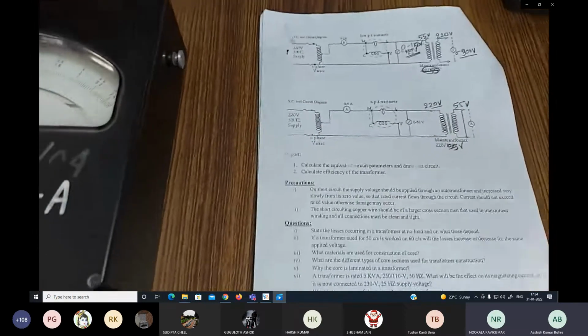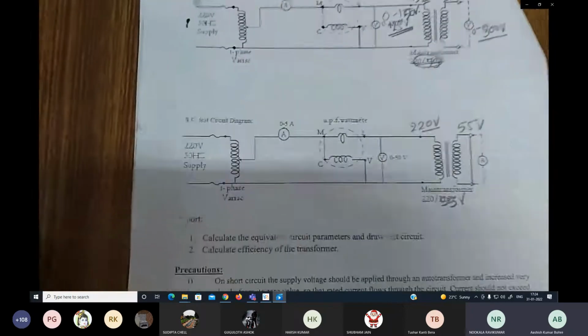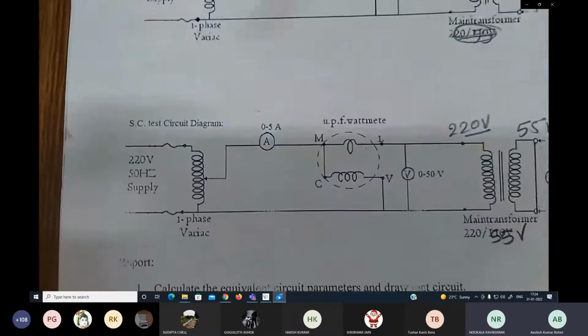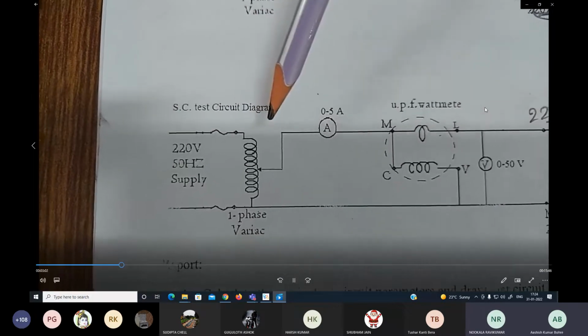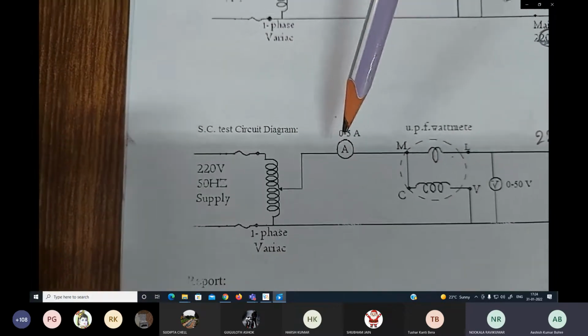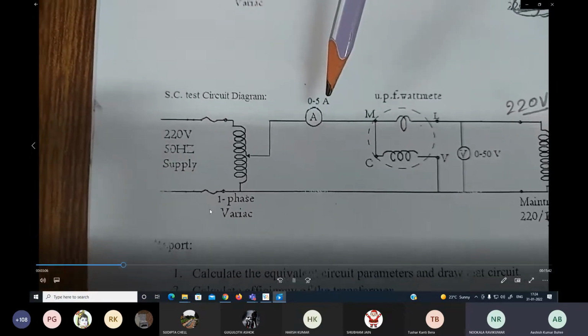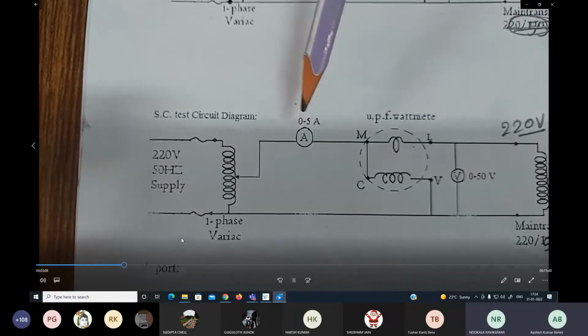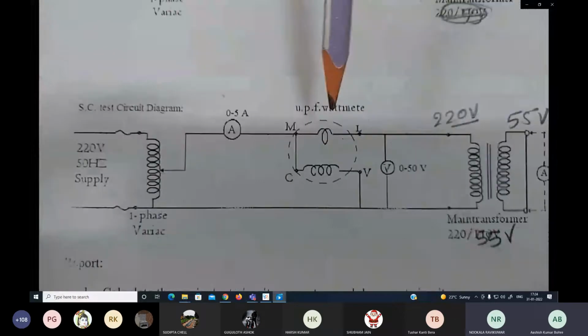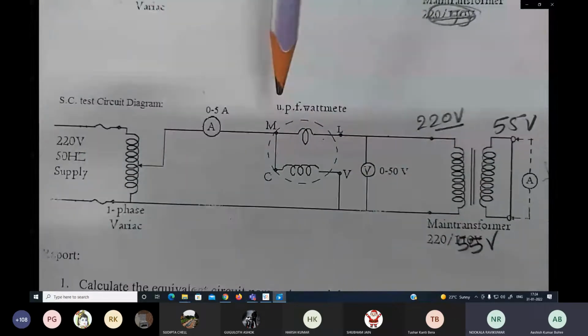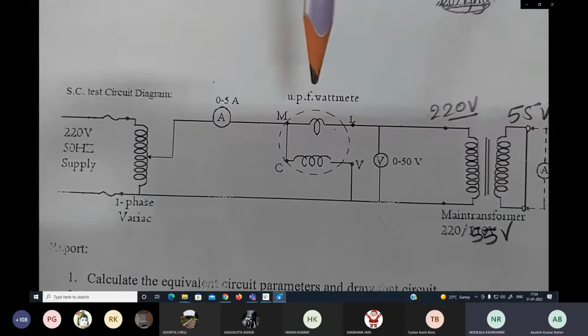Now we will discuss the components or instruments. First of all, the 220 volt variac will be there. We will get a maximum of 220 volt, or we can even go higher depending on the manufacturer specifications. After that, we will use one ammeter to read the input current consumed by the primary winding, that is the 220 volt side winding. And after that, the wattmeter will be connected.